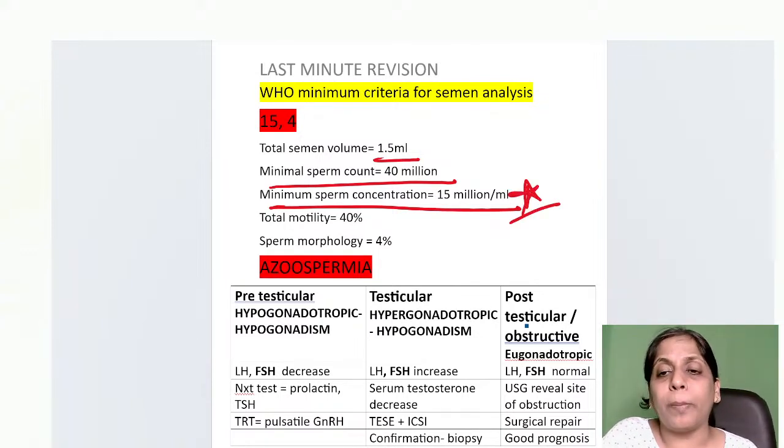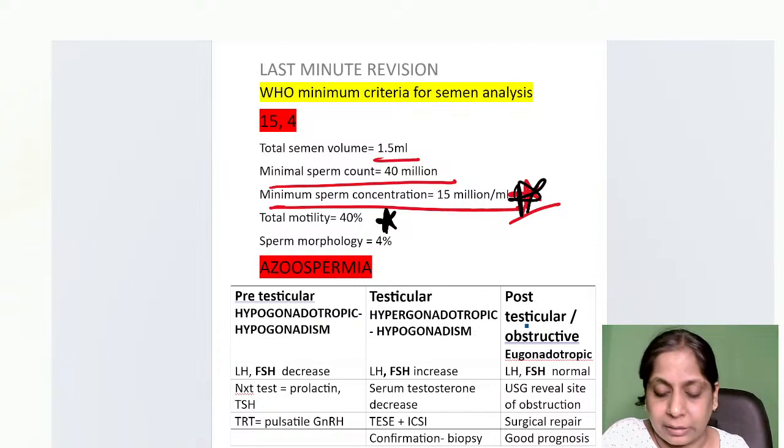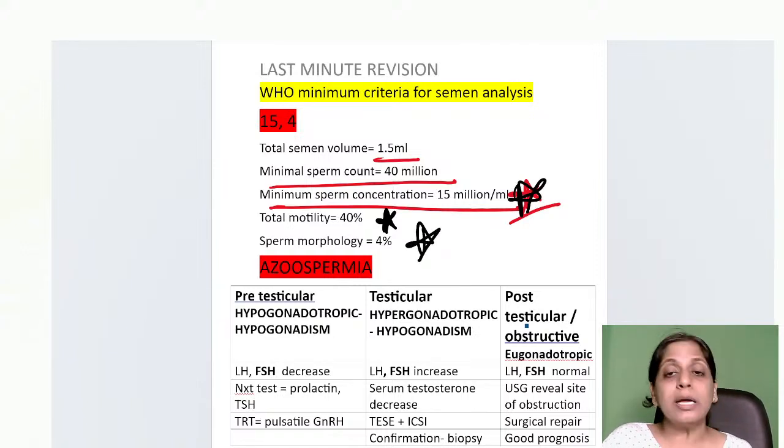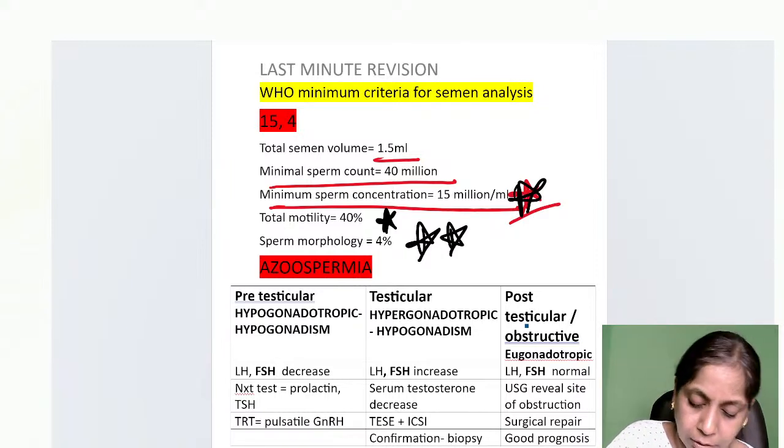That is what is asked. The next three parameters will be asked in your exam: sperm concentration, motility should be 40%, and sperm morphology should be at least 4%. These three are very, very important.